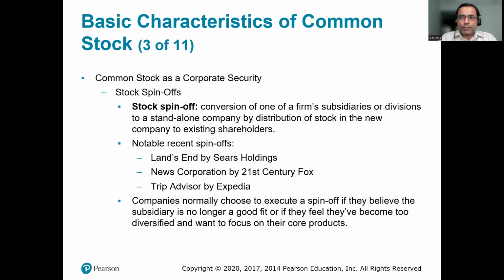Companies generally go for spin-off when they decide that a certain business division is no longer relevant for their business operations. It's better for that business to operate independently. In that case, they go for spin-off, and it provides an opportunity for shareholders of the parent company to access stock of the spin-off.